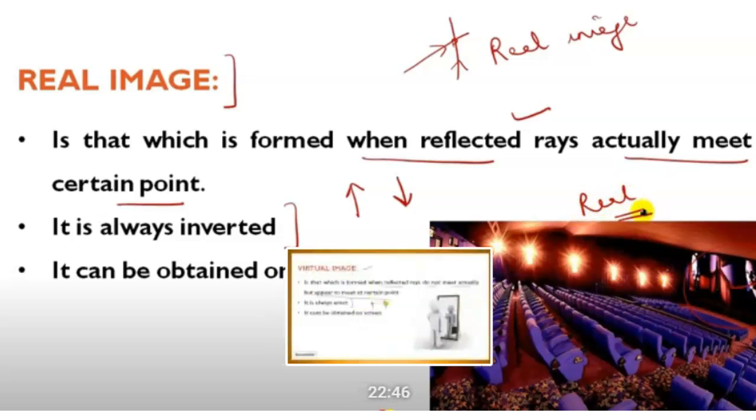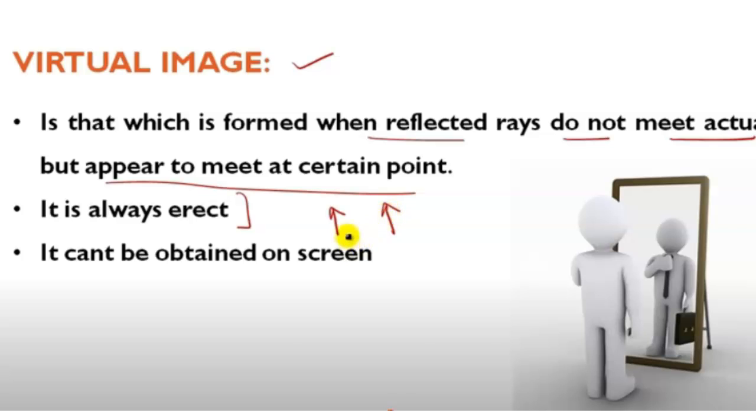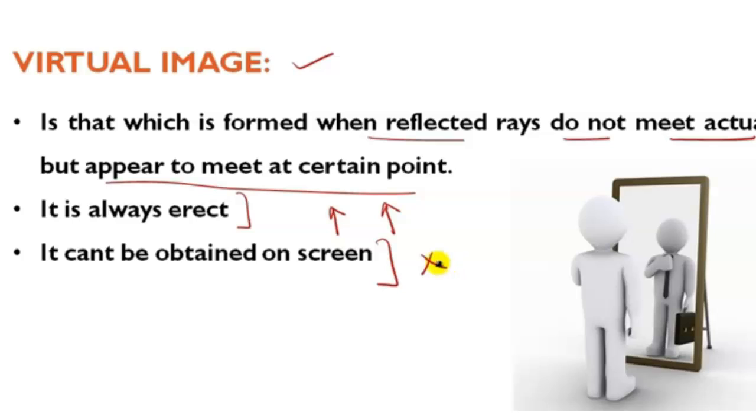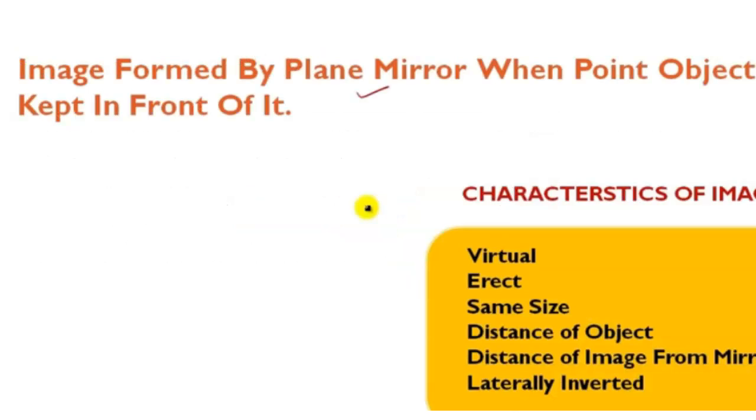In case of a virtual image, it is formed when reflected rays do not actually meet, but appear to meet at a certain point. It is always erect. Erect means where the head is, the head will be there, and where the feet are, the feet will be there. It cannot be obtained on a screen, guys. You cannot take it on a screen.